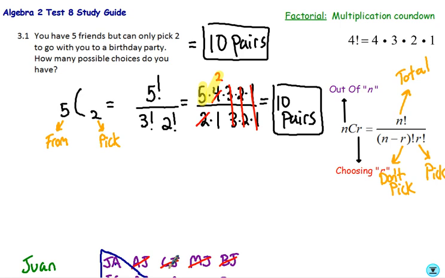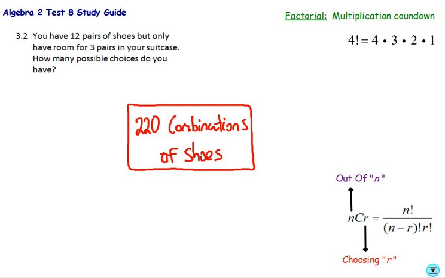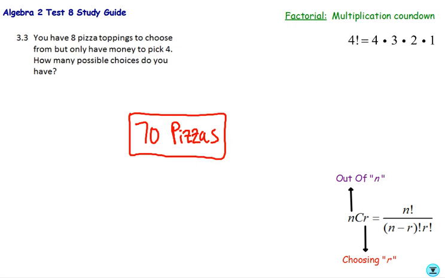All right, so go ahead and pause now. Try 3.2 in the middle and then 3.3 on the right side. All right, so let's check in with you. You should have had an opportunity to do both of those problems. For 3.2 you should have gotten 220 different combinations of shoes. And for 3.3 you should have gotten 70 different pizzas that you could make out of only picking 4 toppings.